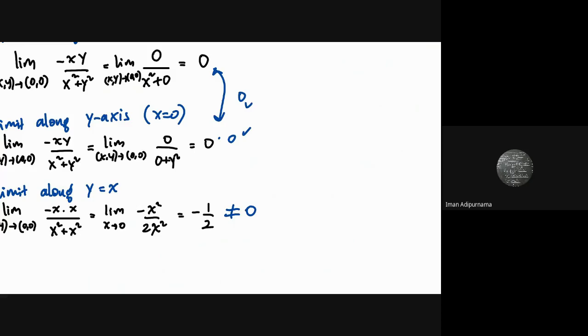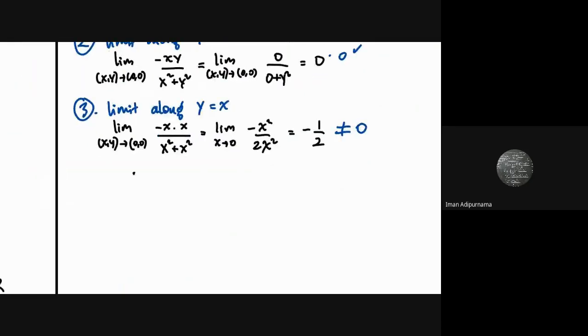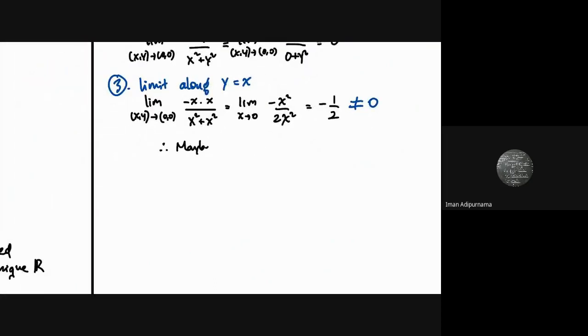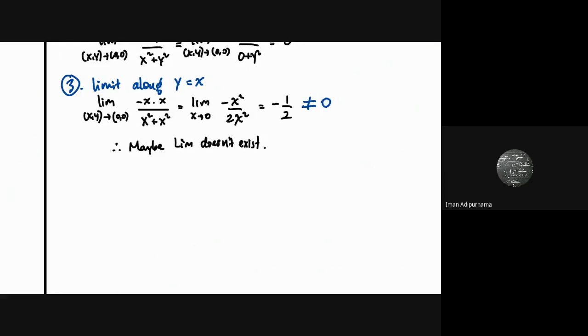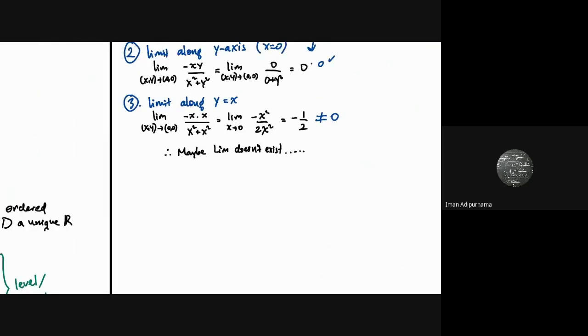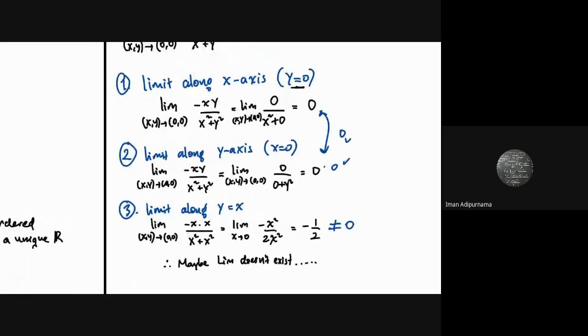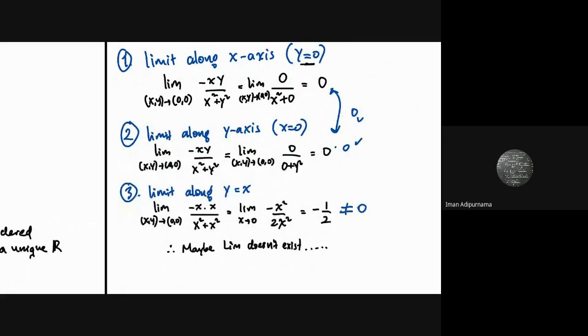So what is our conclusion? If we get different results like this, maybe the limit doesn't exist. Okay, because if you want to prove the limit exists, all the terms that you are going to observe need to be all the same.